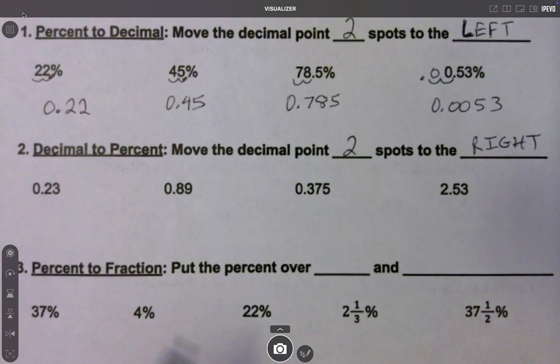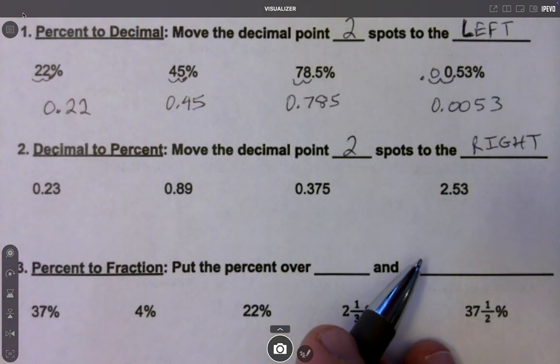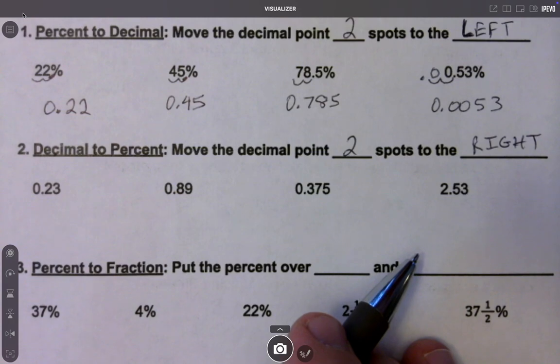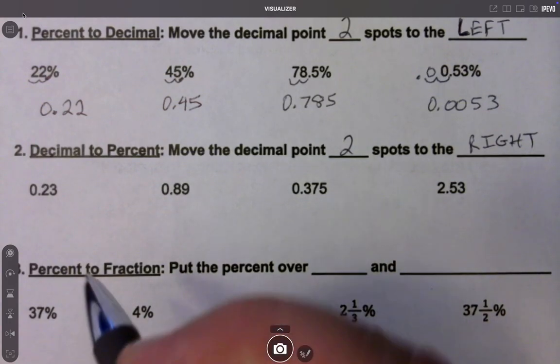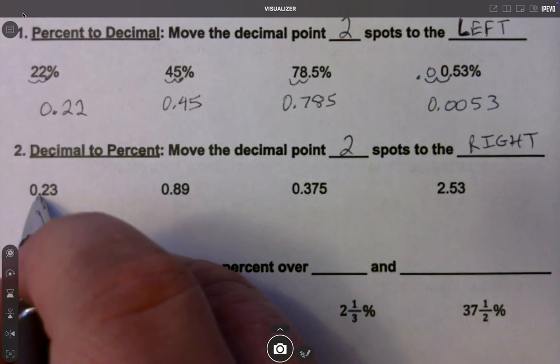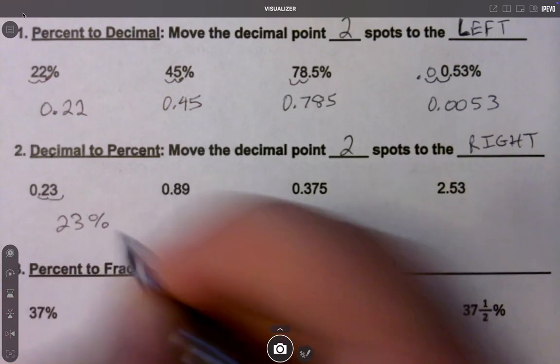You can think about it this way. It's like we're multiplying them all by 100. That's what would move the decimal 2 spots to the right. So we take this decimal, move it 2 spots to the right. That would be 23%.